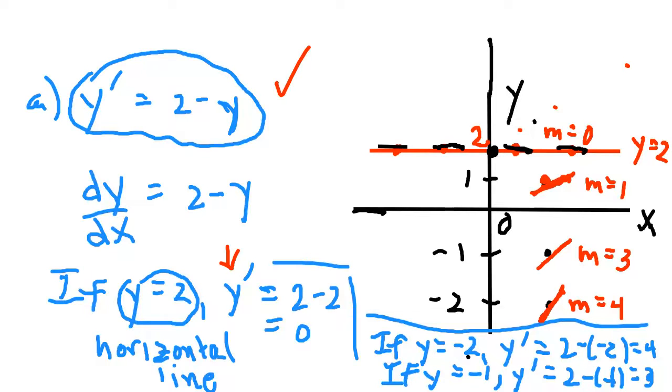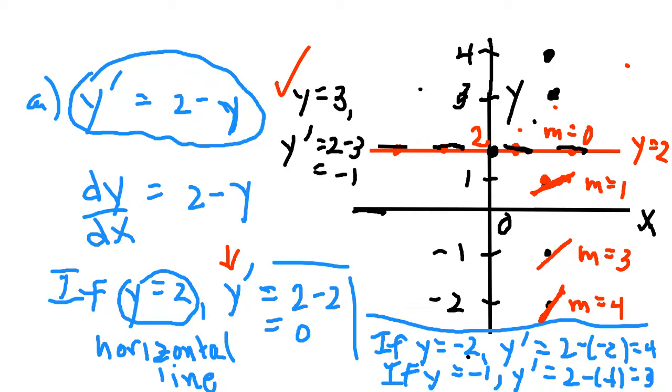And we can also go up here. We can go to 3 and 4. So here's 3, here's 4. When y equals 3, what's y prime equal to? Please let me know if you have any questions. When y equals 3, what's y prime equal to? It equals -1, because 2 minus 3 is -1, right?